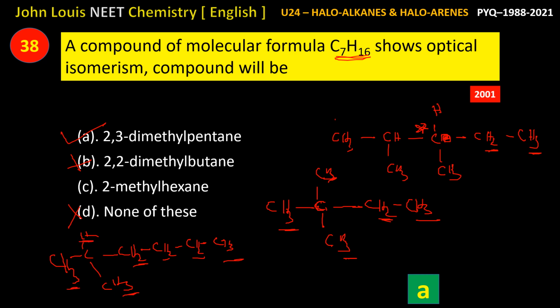But this carbon is having one hydrogen, one butyl group and two methyl groups. These two methyl groups are the same. Therefore this carbon is also not having any chirality. Therefore this option is also ruled out. Therefore option A is the only compound having a chiral center. Therefore this is the correct answer. Hope you understood it clearly.